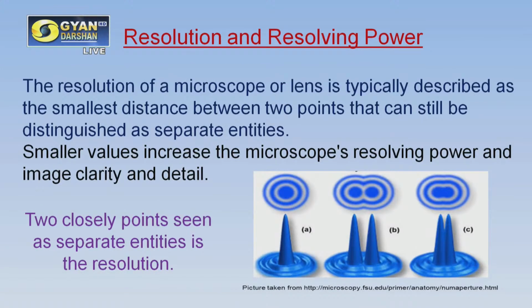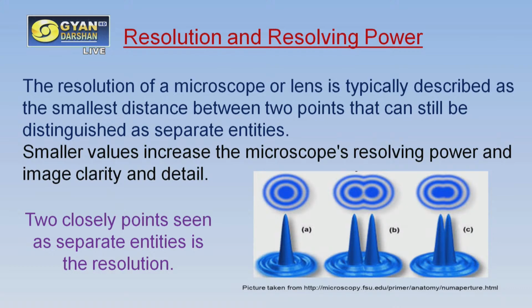Another point is the resolution, or resolving power. It is very important. The resolution of a microscope lens is typically described as the smallest distance between two points that can still be distinguished as separate entities. In a small biological specimen, there are different structures, or objects that can be visualized under the microscope. The microscope's ability to distinguish two close points as separate entities is called the resolution. A smaller value of the resolution increases the resolving power and the image clarity and detail.